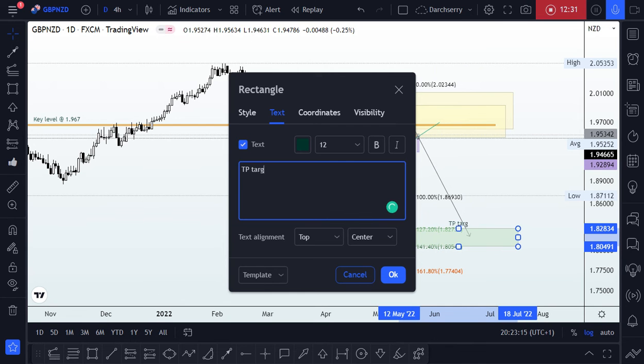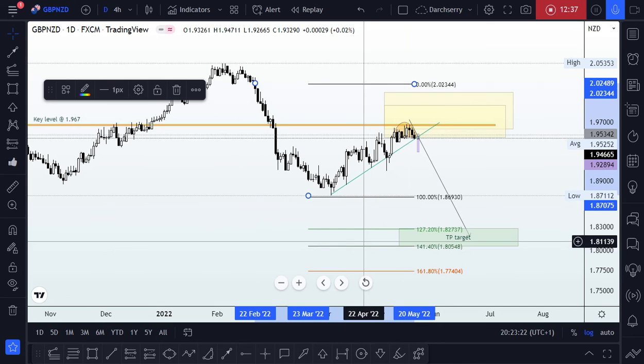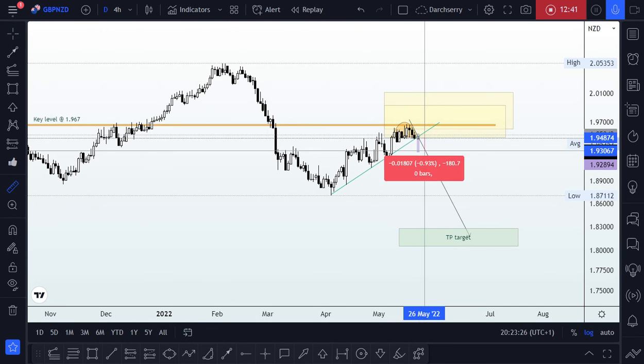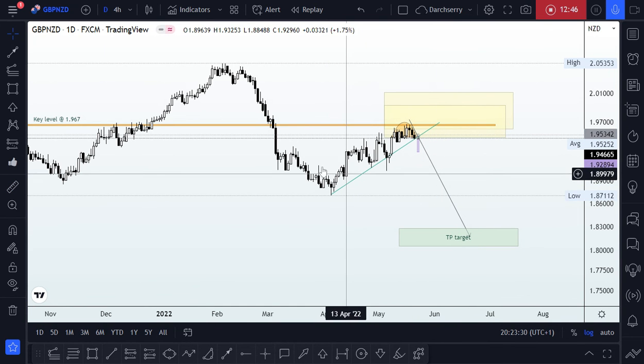So this is going to be our take profit target on a long-term perspective. TP target right here. So let's place it right inside. So we have our TP target right here with about how many pips is that? That's about over 1,200 pips. So that's a long-term perspective.